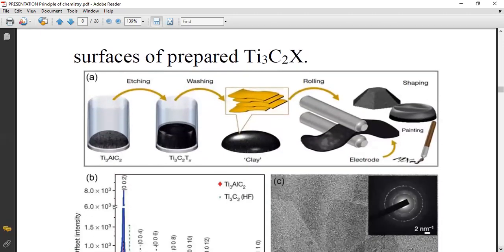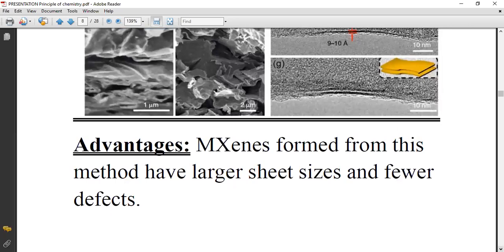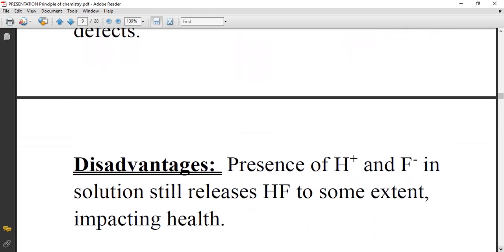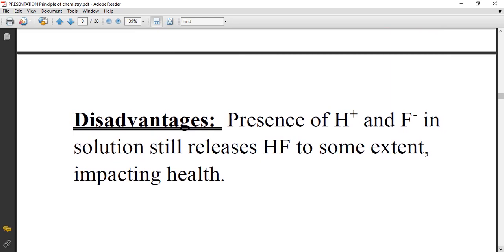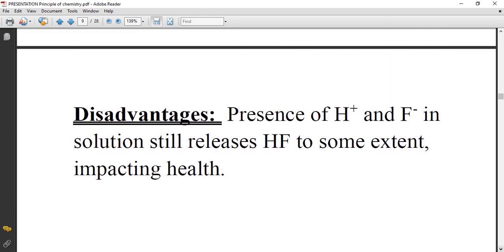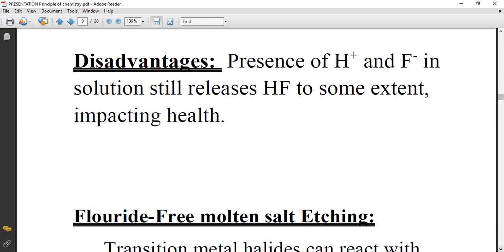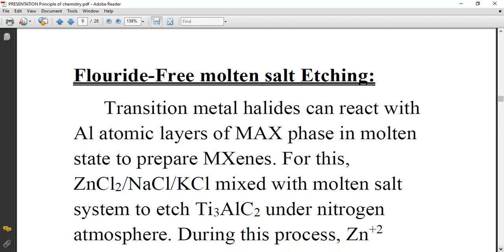of the prepared MXene. The advantage of fluoride etching is that MXene from this method has larger sheet sizes and fewer defects. The disadvantage is that the presence of H positive and fluoride negative ions in solution still releases HF to some extent, impacting health. The third method is fluoride-free molten salt etching.